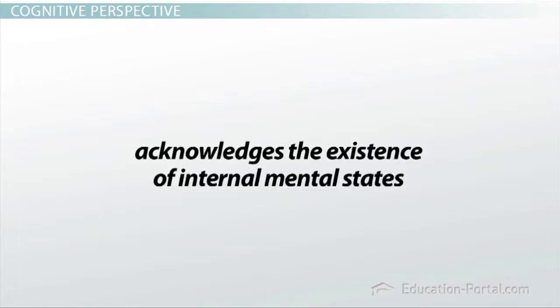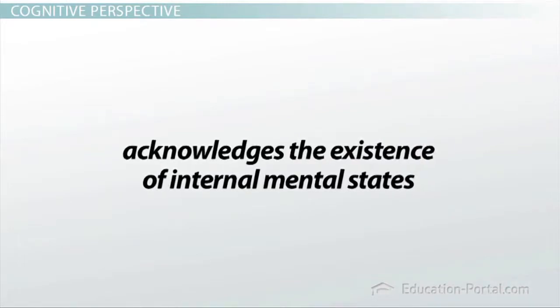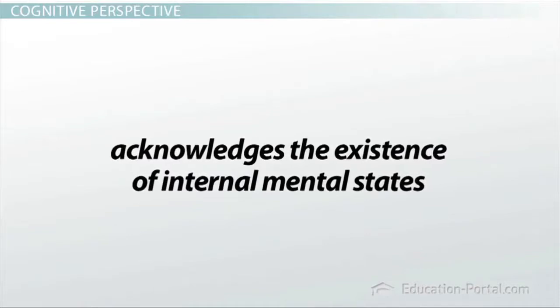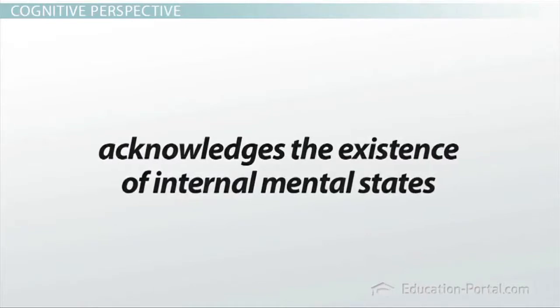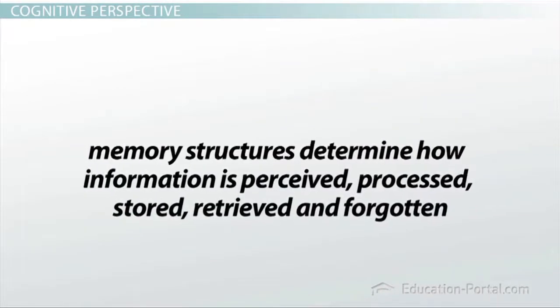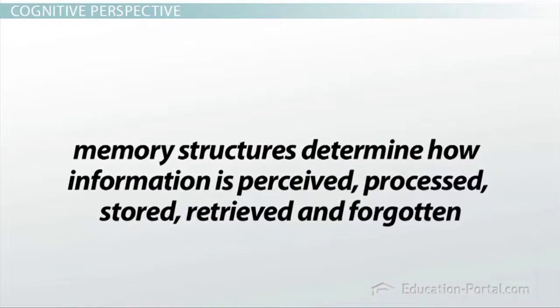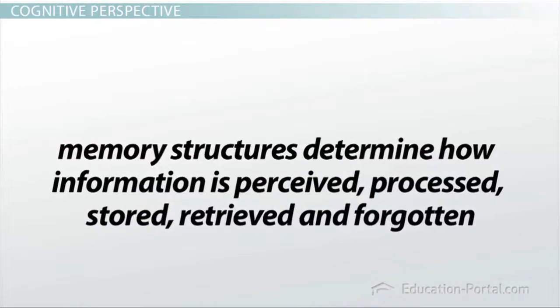First, cognitive psychology acknowledges the existence of internal mental states, disregarded by behaviorists. Examples of these states are belief, desire, ideas, motivation, so non-observable states. And second, cognitive psychologists claim memory structures determine how information is perceived, processed, stored, retrieved, and forgotten. Cognitive psychology encompasses perception, categorization, memory, knowledge representation, language, and thinking processes.